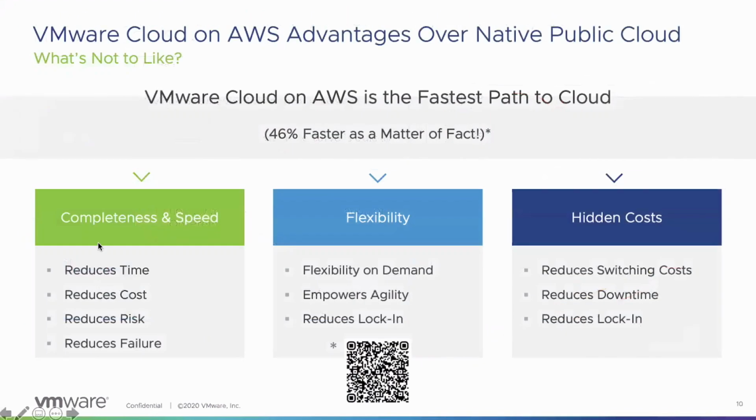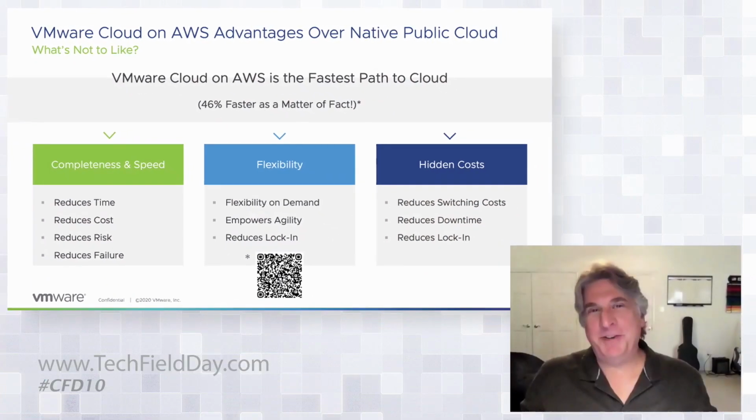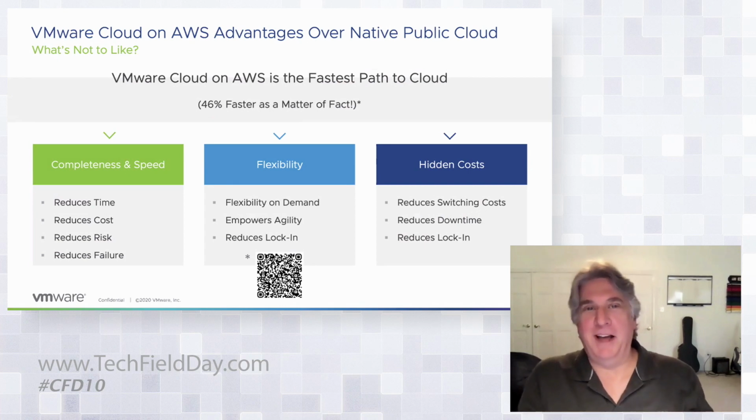Okay, so I take a look at this. I'm in marketing, so I'm not in sales. But to me, I've always been excited about this solution because I think it's a very cool solution. I say, what's not to like about it. VMware Cloud is the fastest path to cloud. It's actually 46% faster. There's a hyperlink at the bottom. I set it up so it's easy for you to just scan and go look at the research on it, and it can tell you how we came up with those numbers.